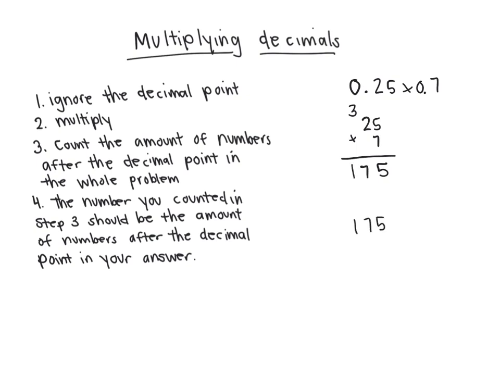I'm going to go back to my problem and count how many numbers are after the decimal point in the whole problem. So I have 2 here and 1 here, so that would equal 3. So that means I need to have 3 numbers after the decimal point in my answer. So I'm going to put the point there. And I can add the 0 here, but I don't have to.